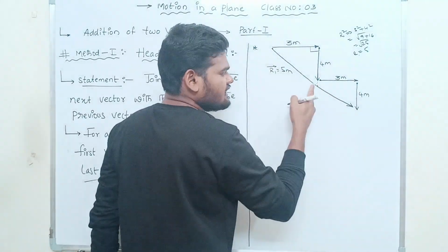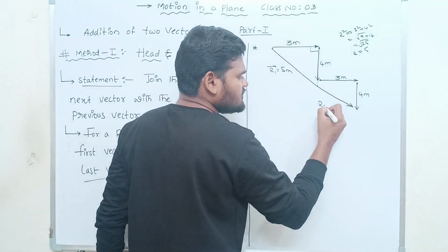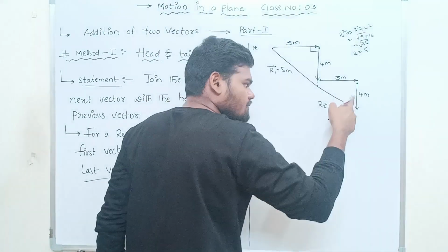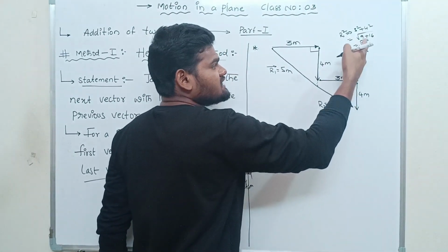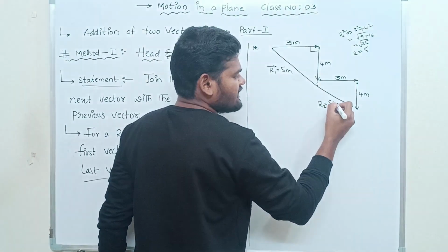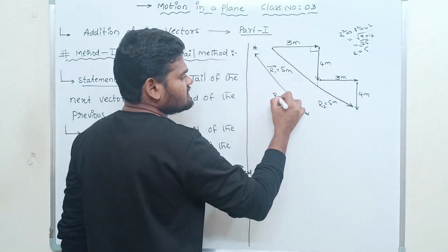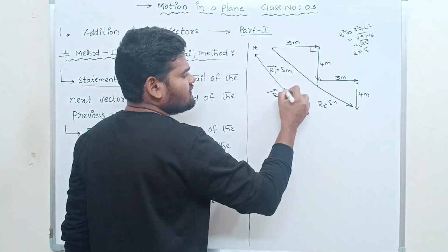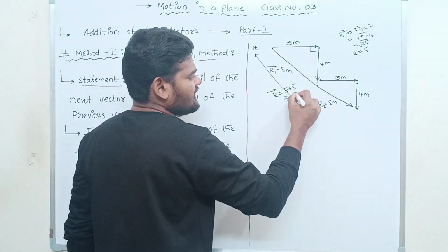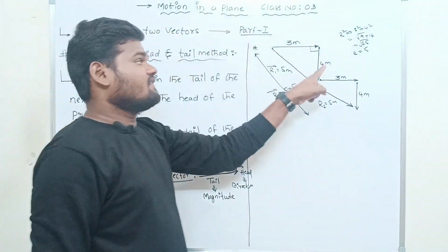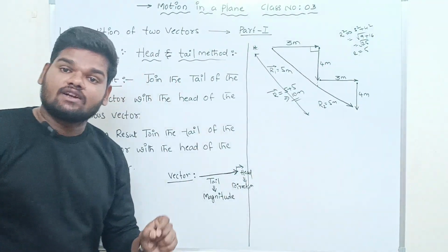Similarly, this is a right angle triangle. Let us consider this part as R2. R2 is equal to under root 3 square plus 4 square, so 16 plus 9 is 25, which again gives 5 meters. So the total resultant vector R bar is 5 plus 5, that is equal to 10 meters. Likewise, by using the head tail method, we can find the resultant of the two vectors.